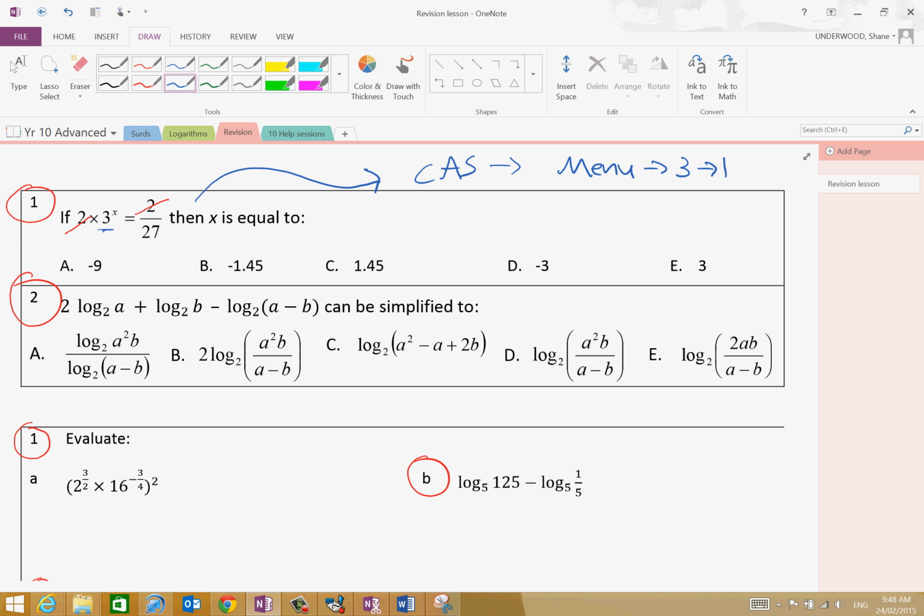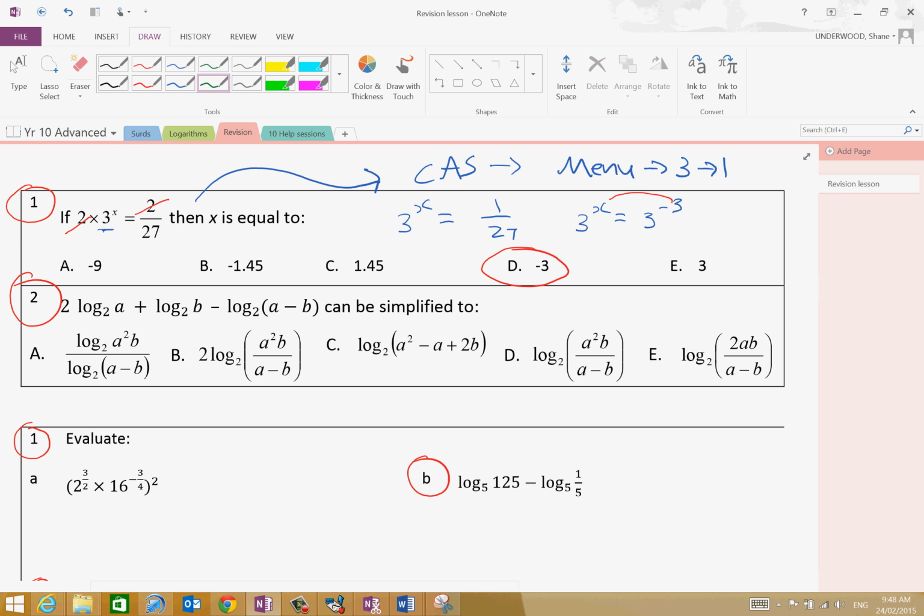So what we're going to do is we've got 3 to the power of x is equal to 1 on 27. But what is 1 on 27 in terms of a base of 3? 3 to the power of negative 3. So 3 to the power of x is equal to 3 to the power of negative 3. X is equal to negative 3. So you didn't need a calculator.